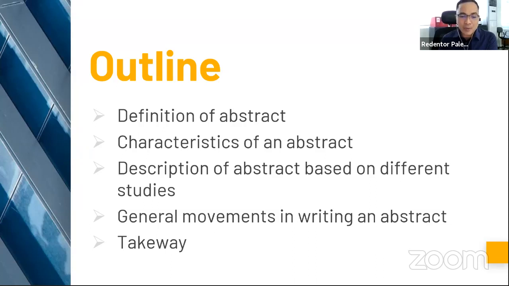And of course, we have the general movements in writing an abstract. This is the most important part of the talk, because in the general movements in writing an abstract, I will introduce to you a form of how we are going to write an abstract using a certain criteria or a certain movement. And of course, I will end my presentation with a takeaway. This will really summarize my talk, a take-home message about our topic this afternoon: writing an abstract and submitting our papers for publication.